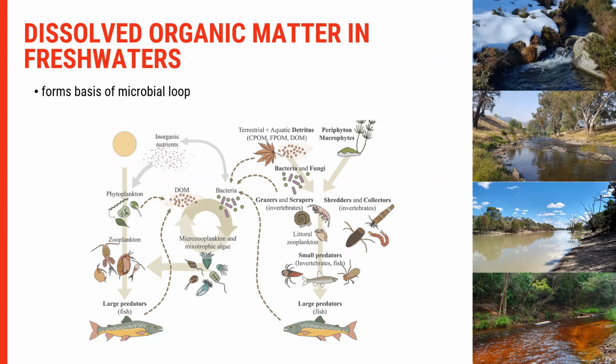These can either be produced within the system by decomposition of material within the water body, or it can come from outside, so plant leachate, leaves falling in, leaching dissolved organic matter. And this will form the basis of this microbial loop, feeding the bacteria and these mixotrophic algae, and then go on to feed the other organisms.